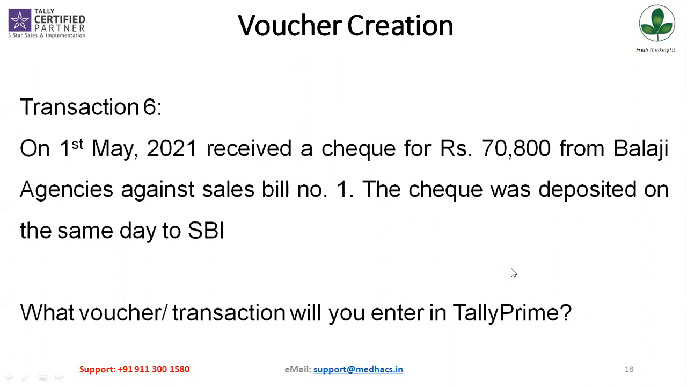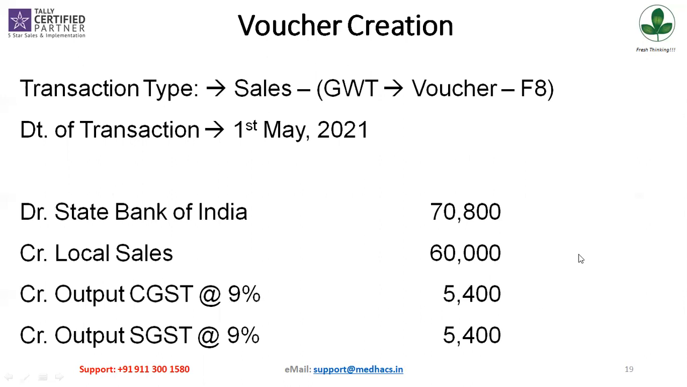So to the extent of cash received, we are recognizing it as sales, and we are accounting the tax based on the sale that has been made. So the transaction type will be sales. We will debit State Bank of India because the check has come for 70,800 rupees. Credit will go to local sales 60,000, output CGST 9% and output SGST 9%.